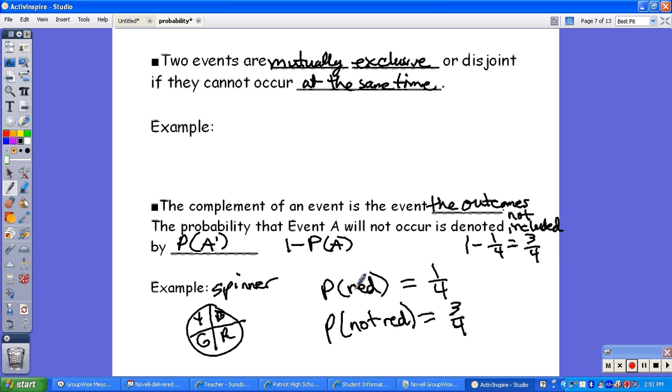Now, keep in mind, just counting like we did to get our 3/4 is fine if you don't have a lot of total possible outcomes. If you have a lot, this formula really does come in handy. So let's go on to the next slide.